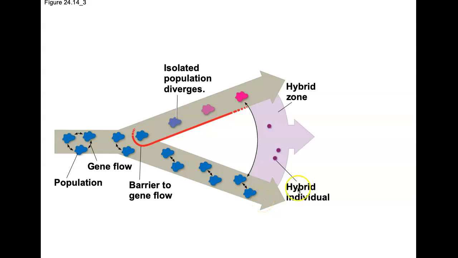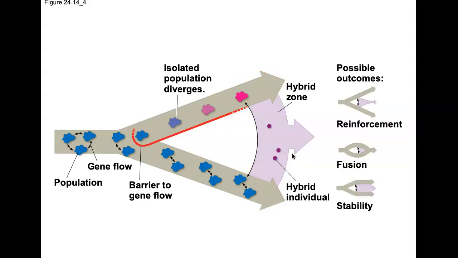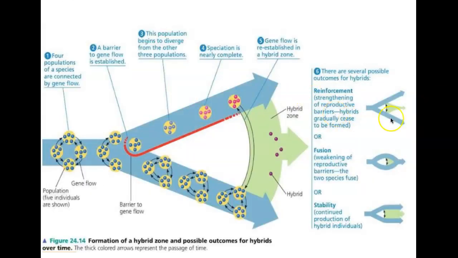However, if they do come in contact, there could be a little hybrid zone where we have very few hybrid individuals compared to the individual populations, and these hybrids can be made. But there could be three outcomes: reinforcement, fusion, or stability. So what do we mean by that? Reinforcement is when a hybrid is not very likely to survive, or even if it survives, as we said before, there might be some sort of physiological abnormalities, or this offspring might not be fertile.